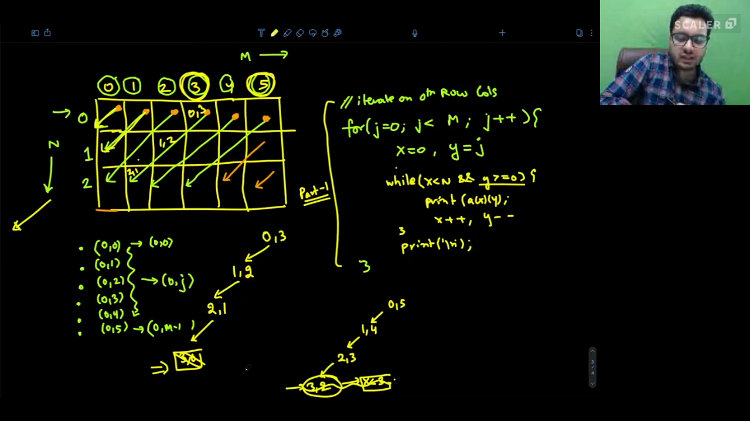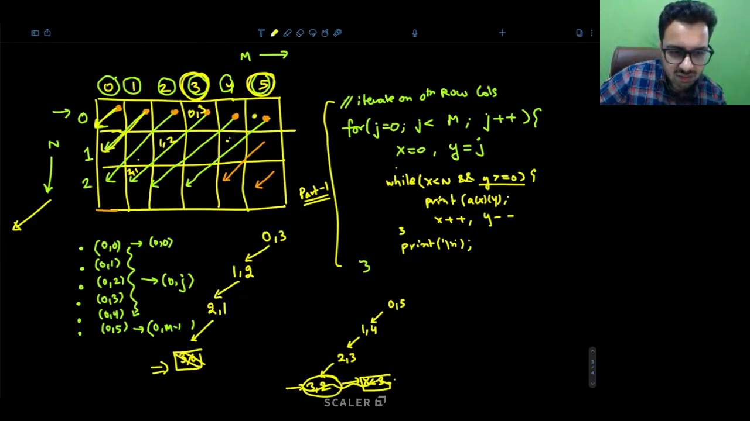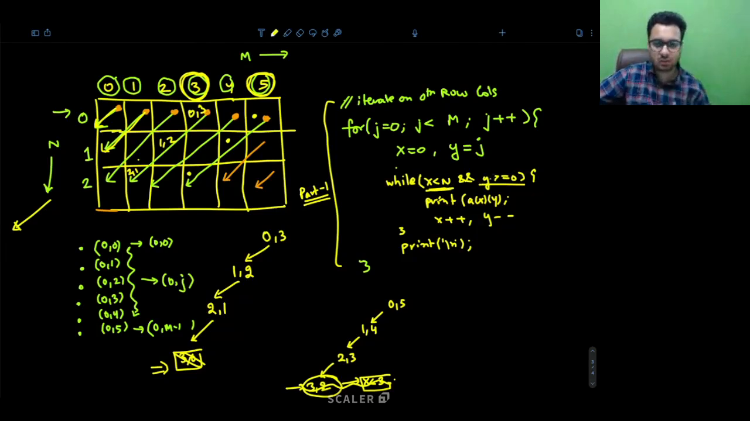Sheetal says right, so it will stop here. That means for the fifth diagonal, it will print these 3 buckets. The loop will stop because this condition is failing, not because y is greater than or equal to 0. So now part 2 would mean that we want to do orange diagonals as well. What change should I make to have orange diagonals covered?